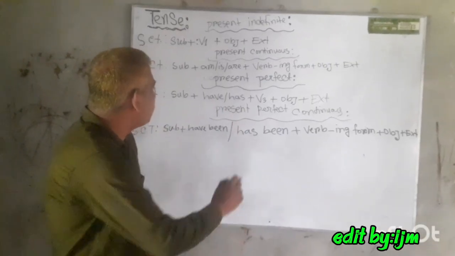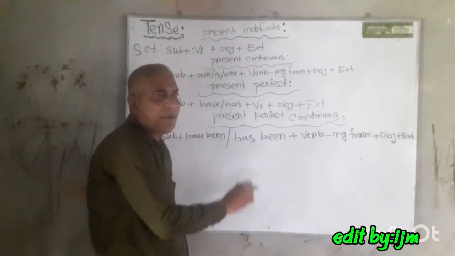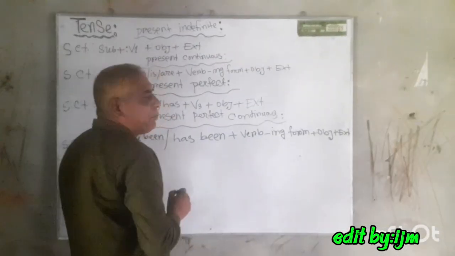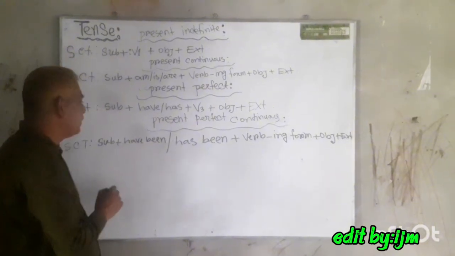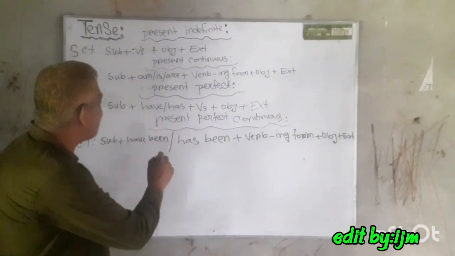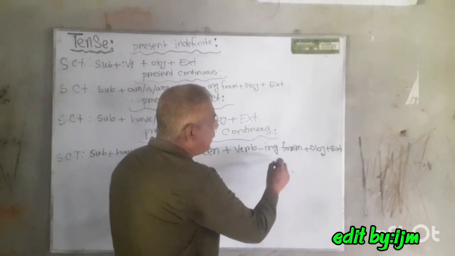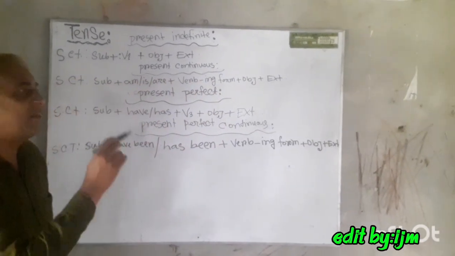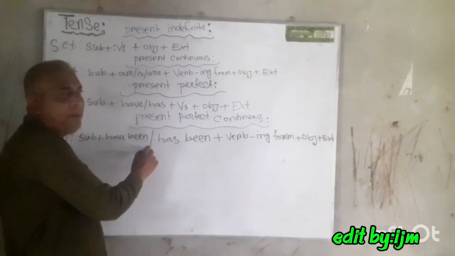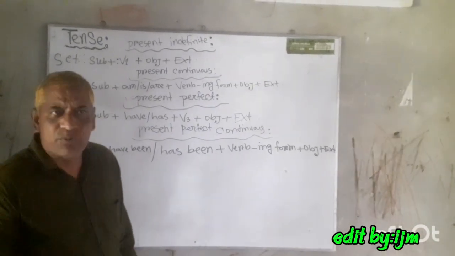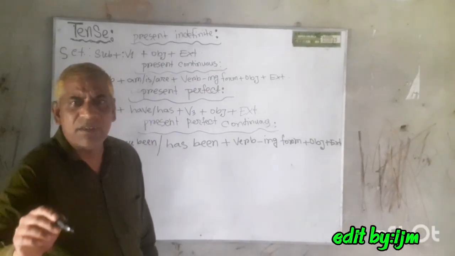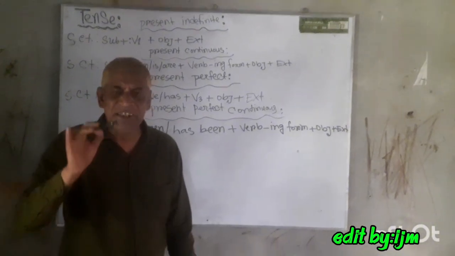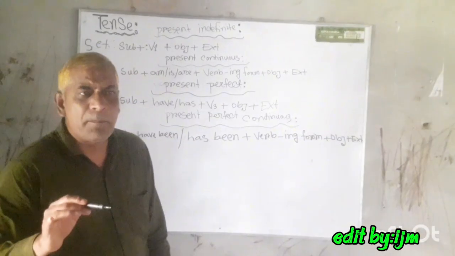And next we are going to present perfect continuous tense. This is a very important tense. So every student knows the present perfect continuous and its structure. This structure is subject plus have been or has been plus verb ing plus object plus extension. And this tense is very important. This tense uses point of time and period of time. So all our students know what is period of time and what is point of time. Point of time, that means নির্দিষ্ট সময়. Period of time, that means ব্যাপক সময়.